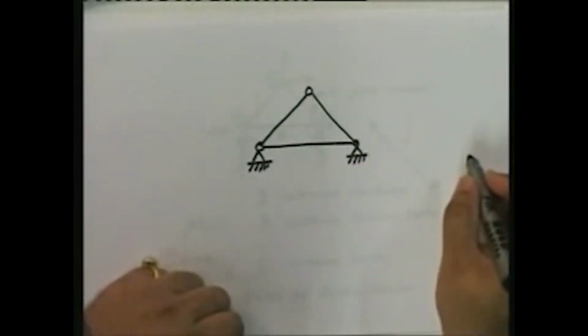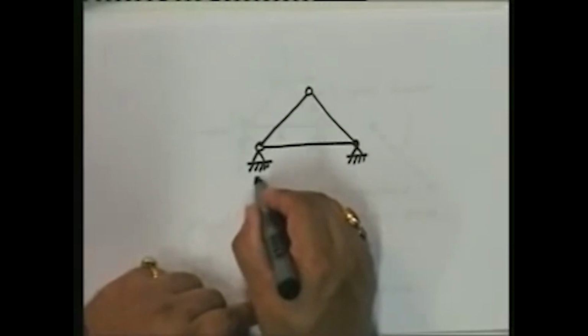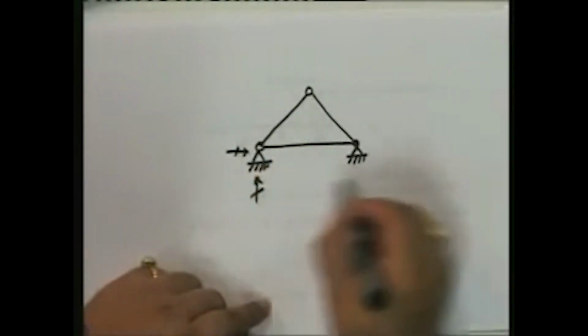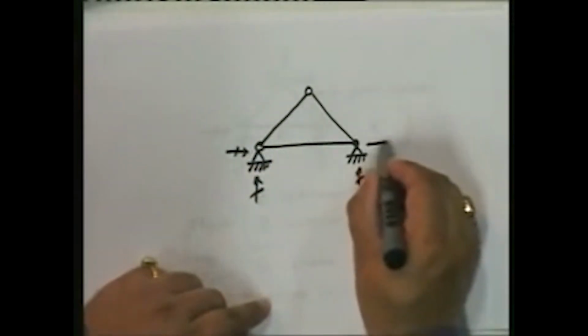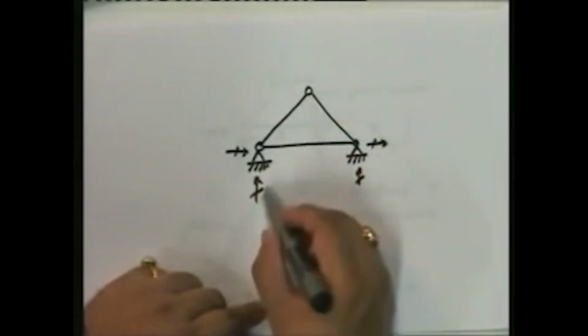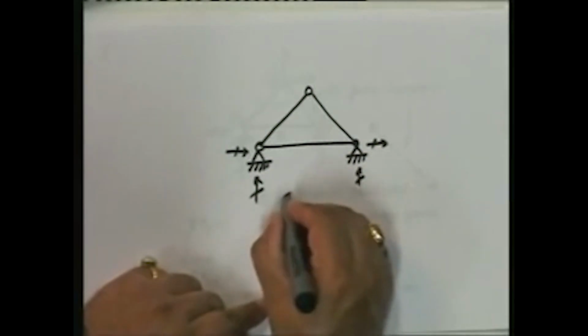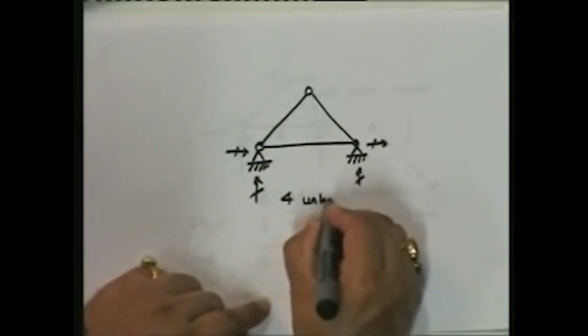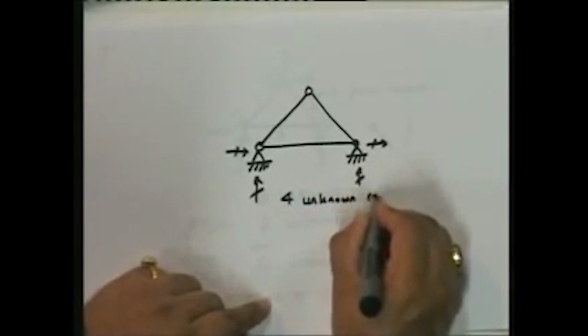This structure. What happens here? How many unknown reactions? 1, 2, 3, 4. Then there are 4 unknown reactions.